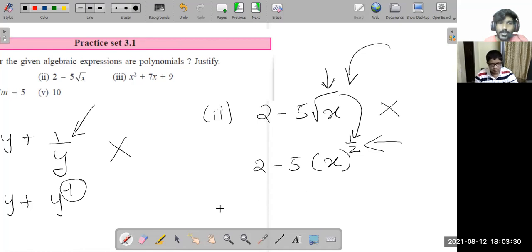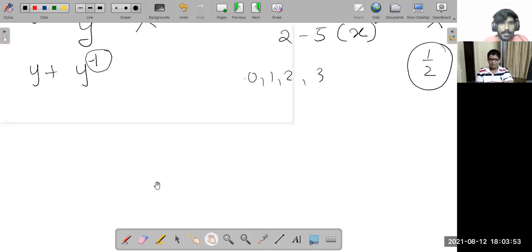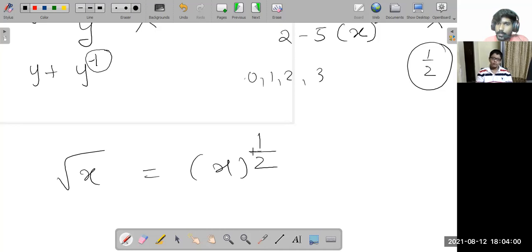Yes, sir. What are whole numbers? 0, 1, 2, 3. But this is 1 upon 2. I didn't see the 1 upon. It's 1 upon 2. Root means 1 upon 2. So this is not a polynomial. Are you getting it? Yes, sir. I hope you remember root x means x raised to 1 upon 2. You remember this? Yes, sir.